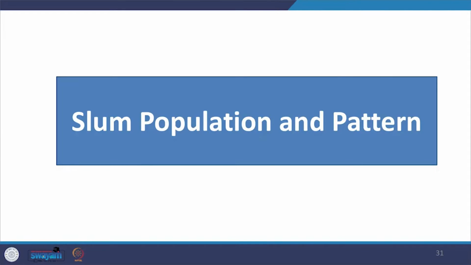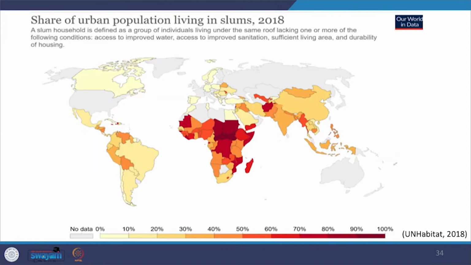Looking at the slum population and pattern. In the map, we can see the share of urban population living in the slum. You can see light yellow shows 10% of urban population living in slum to the dark brown almost indicating 100% of urban population living in slums. You can see where maximum proportion of urban population reside in slum.